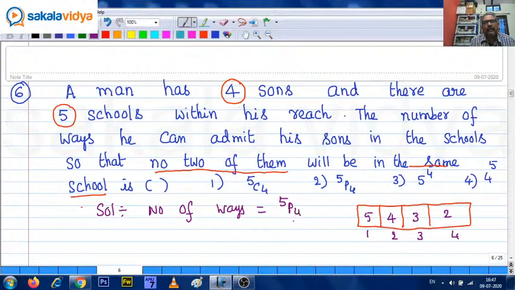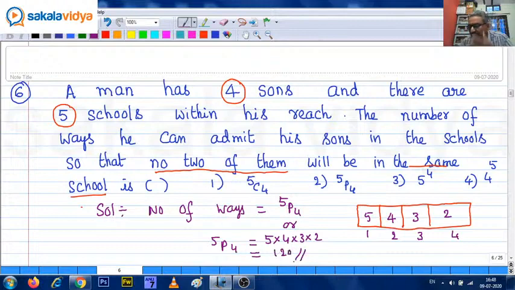5P4, or you can write 5P4 equals 5 into 4 into 3 into 2. That is 20 into 6, 120 ways. 120 is also a correct answer, or even 5P4 is also a correct answer.